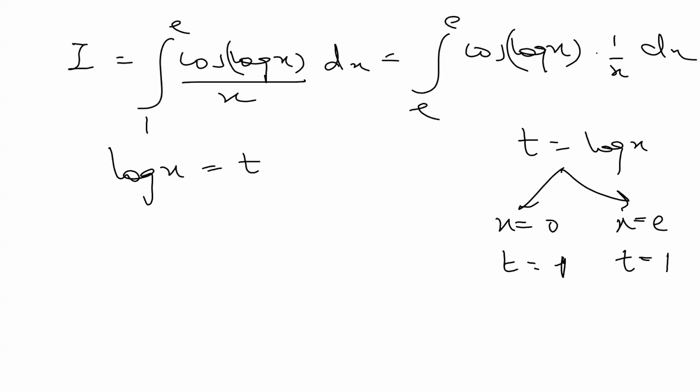One second. When x is 1, if this is 1, I change the limit now. So the lower limit is 1. So log 1 is 0. So from 1 to e, it will change to 0 to 1. Okay. One more end.